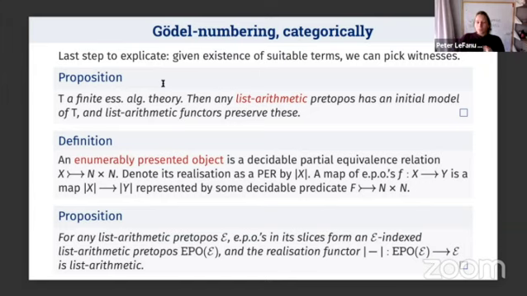Right, and so over any list arithmetic pretopos, the enumerably presented objects themselves form another one, and their realization into the original one again preserves all that structure.